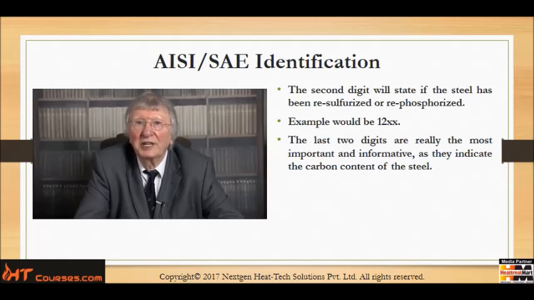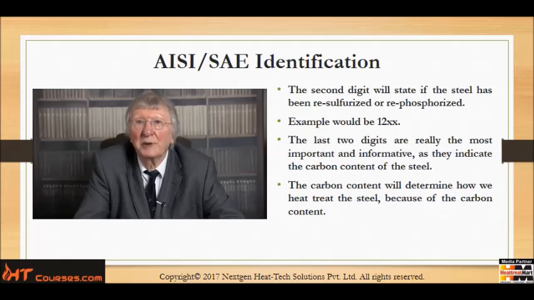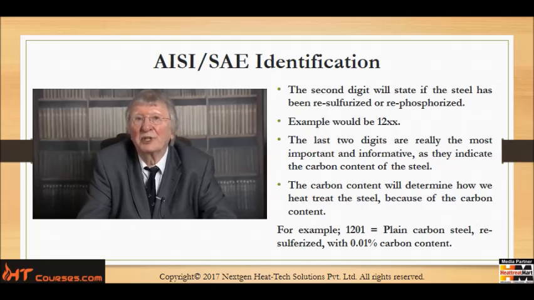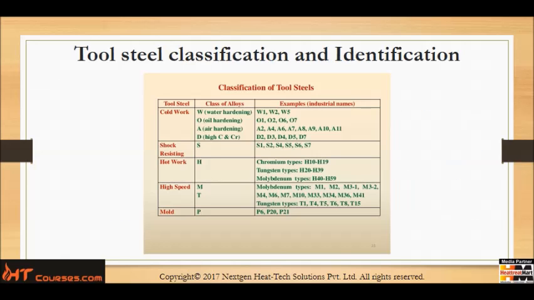It's the last 2 digits that are really the most important and most informative, as they indicate the carbon content of the steel. The carbon content will determine how we heat treat the steel. For example, if we see 1201, which means it's a plain carbon steel that's been resulfurized with 0.1% carbon content. Here we have now the tool steel classification and identification in a tabular form.